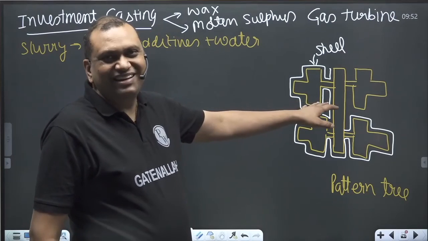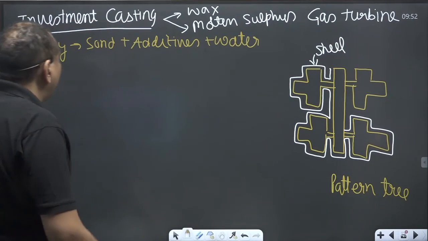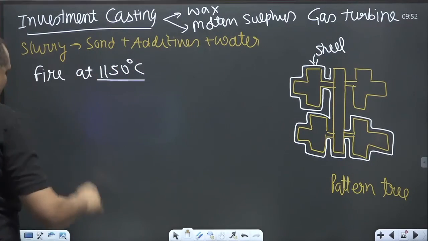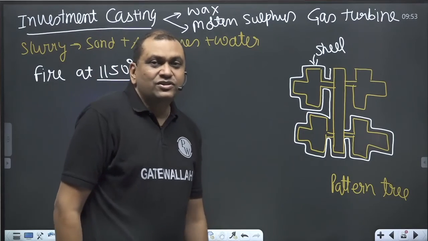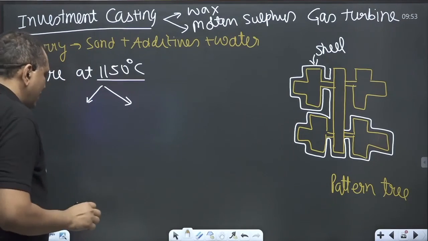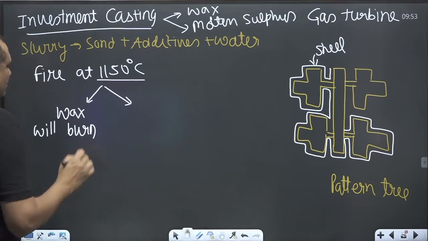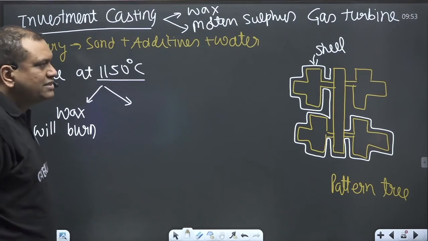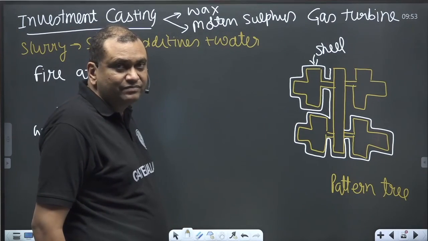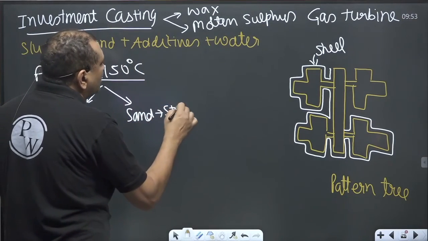Now you heat the shell. Wax will go out. Now this shell you fire at 1150 degree centigrade. By firing at 1150 degree centigrade, two things will happen. Number one, whatever remaining wax will burn. Second, when you are firing at such a high temperature, the sand particles will combine and produce a stronger bond.